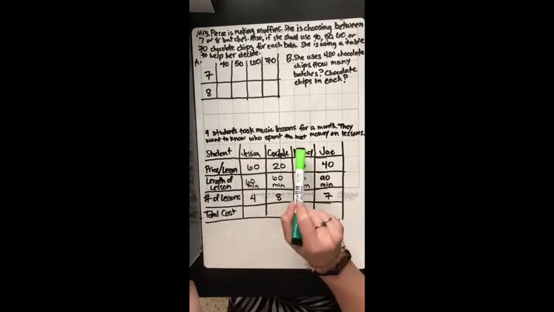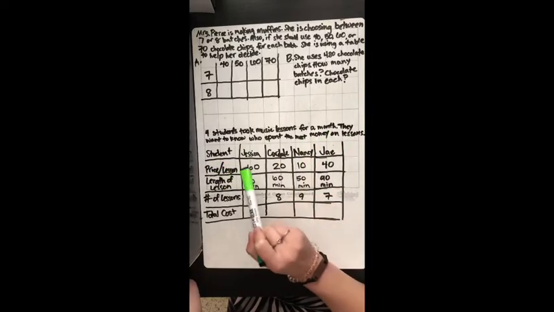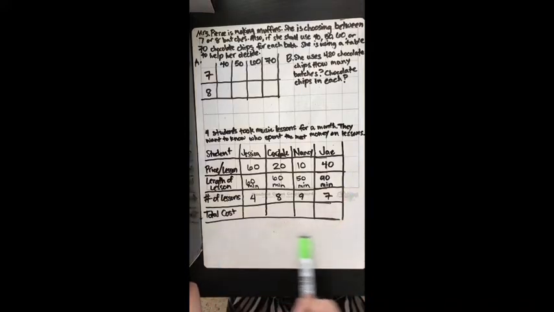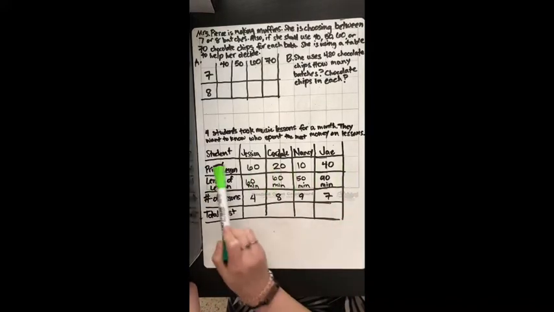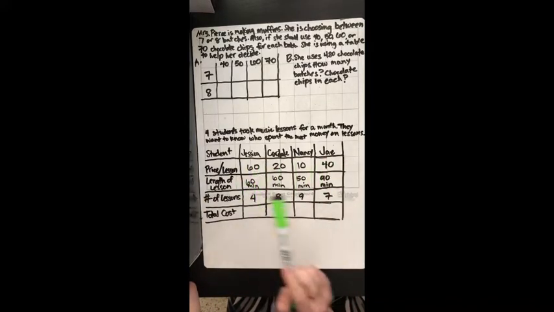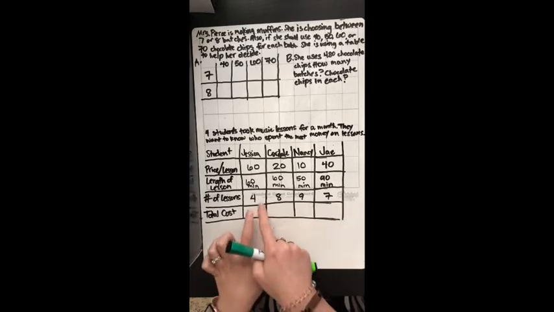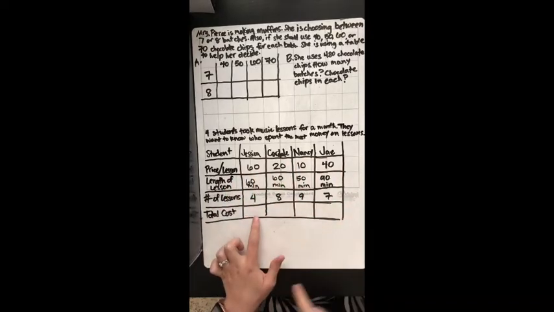4 students took music lessons for a month. They want to know who spent the most money on lessons. Then they gave me a table with all of the information. I see the 4 students, Jessica, Cordell, Nancy, and Jay. I see the price of the lessons, the length of their lessons, the number of lessons they took, and then the total cost down here is blank. So I know I'm going to be solving for the total cost for each of these 4 students.